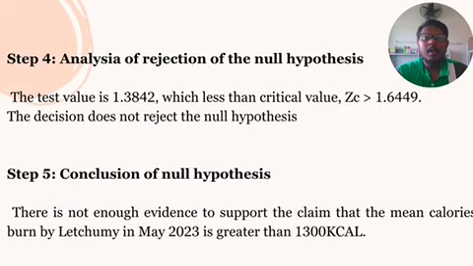Step 4 states the analysis of rejection of the null hypothesis, where the statement states that the test value is 1.3842, which is less than the critical value, which is 1.6449, makes the decision it does not reject the null hypothesis. Going on to the final step, which is the conclusion of null hypothesis. The conclusion states there is not enough evidence to support the claim that the mean calories burned by Lakshmi in May 2023 is greater than 1,300 calories.